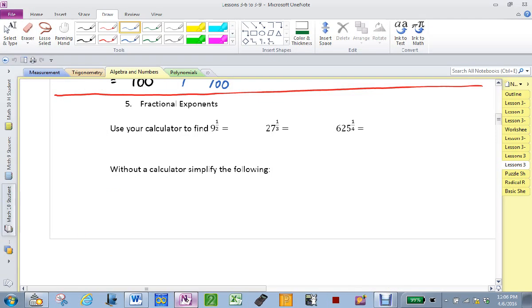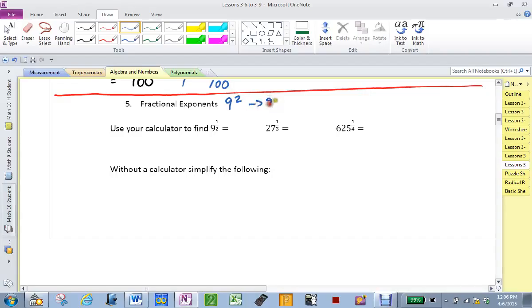Fractional exponents are really, really weird, okay? What you do with them is really, really easy to explain. But when you write it out, they're very strange. Because you all know what 9 squared means, don't you? What does that mean?